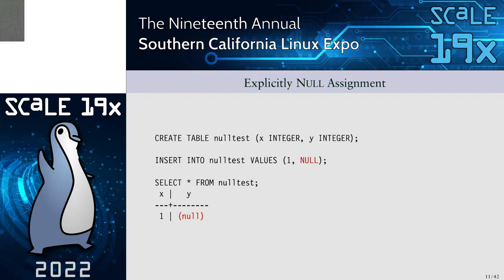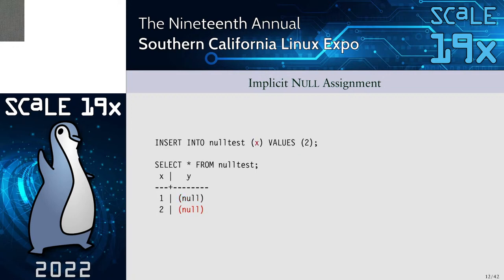So how do nulls get into your system? The first way is to literally insert them. Here's an example. I'm inserting a null into the second column, and as you can see, when I do a select, I get my null back. Pretty straightforward.